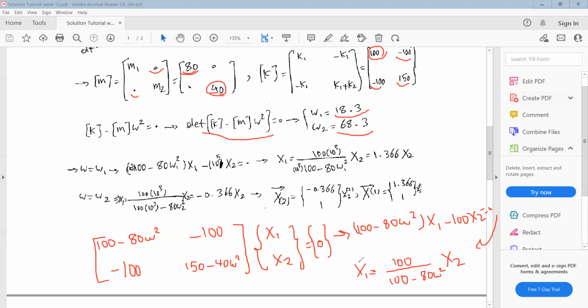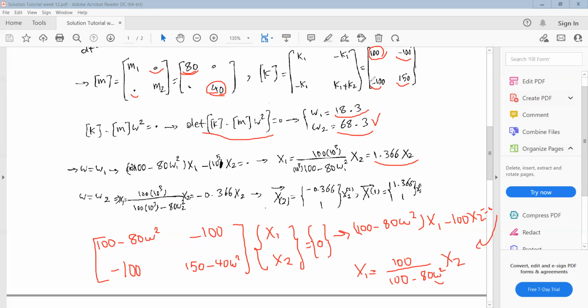And now if you substitute omega is equal to omega 1, you can extract the first mode shape. We obtain that x1 is equal to 1.366 x2. And when you substitute omega is equal to omega 2, which is 68.3 here, you can extract the second relation.